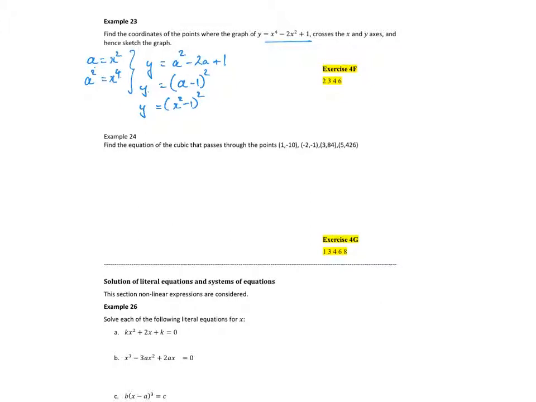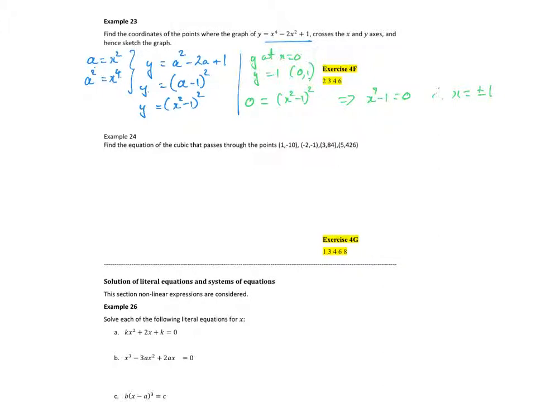All right. So it says, where does it cross the x and the y axis? So let's solve this. For my y-intercept, I put x equal to 0, I get y is equal to 1. For the x-intercept, I put y equal to 0, so I put 0 equals, and let's use the factored form, x squared minus 1 all squared. If I take the square root of both sides, that means that x squared minus 1 is equal to 0. Therefore, x equals plus or minus 1.